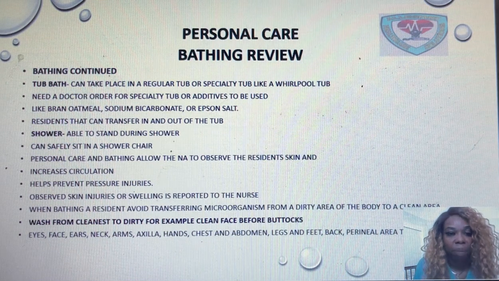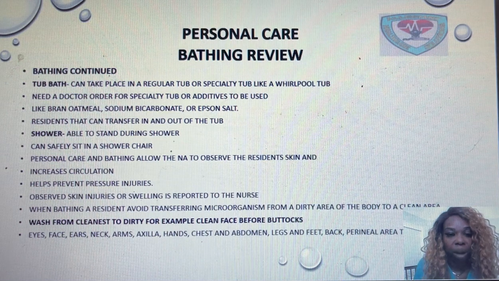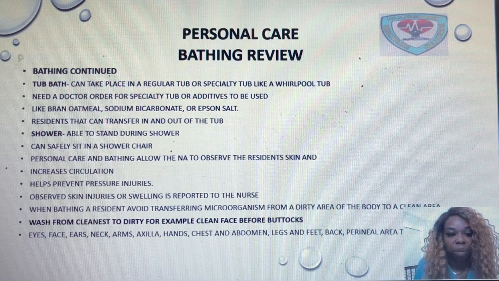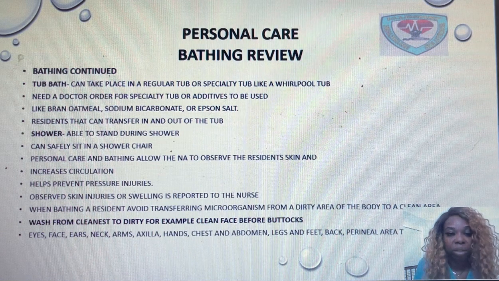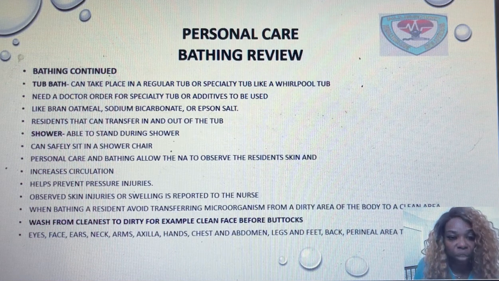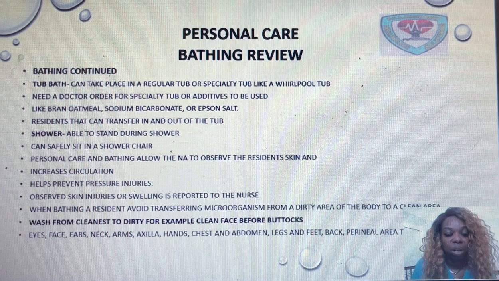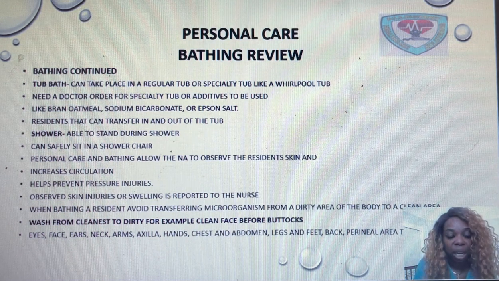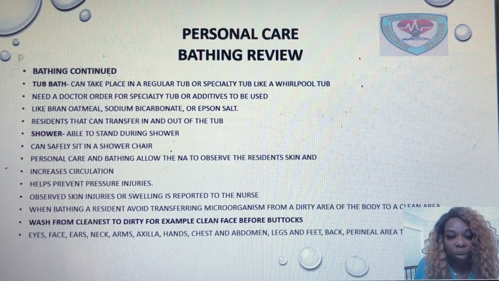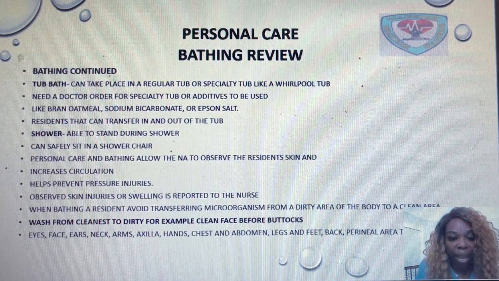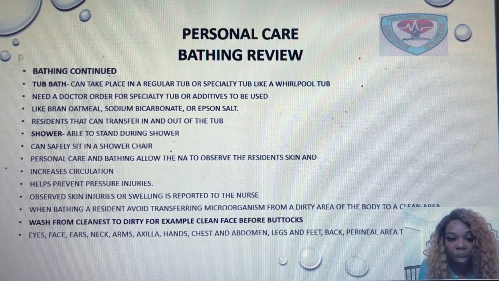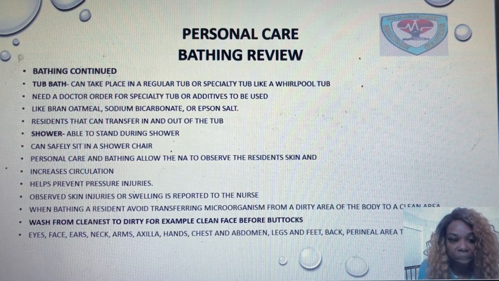When you are bathing a patient, this is the perfect and opportune time for the nursing assistant to observe the resident's skin. Remember that when we are bathing a resident, this is going to increase circulation to their body. It's going to help prevent pressure injuries. And then we're going to be observing the skin for any discoloration in the skin, any imperfections or any bruises, any type of rash, any swelling that we observe while we're bathing the resident. We want to make sure that we are reporting these to the nurse.